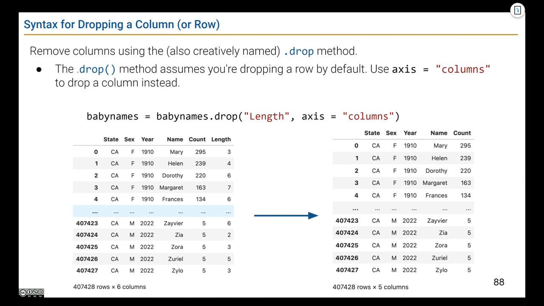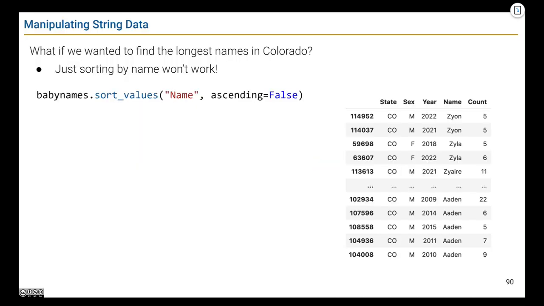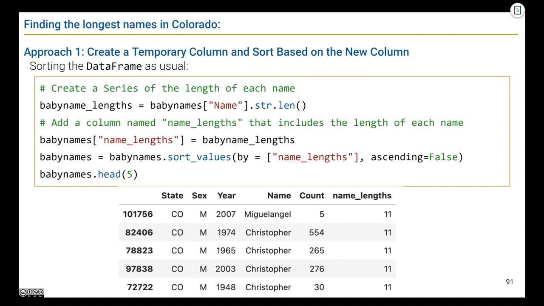All right, so now that we have the basics, let's revisit our sorting question from the last video to see how we could answer a more interesting sorting question. So we wanted to find the longest names in Colorado. Sorting by name wasn't going to work, but now we know what we really need to do. We have a couple options. We could add a new column that is going to count the length of the baby names, and then I could sort based on that column.